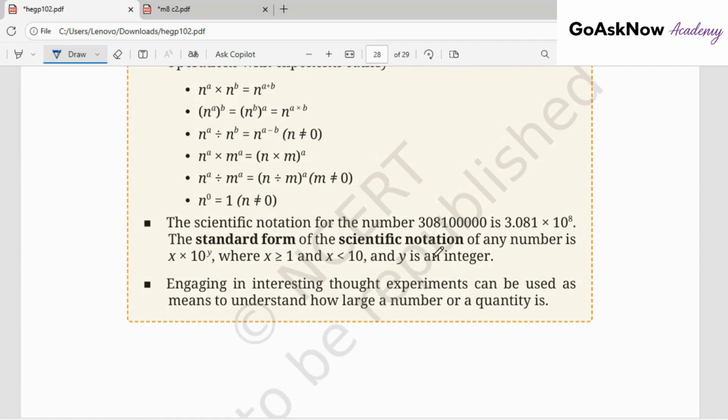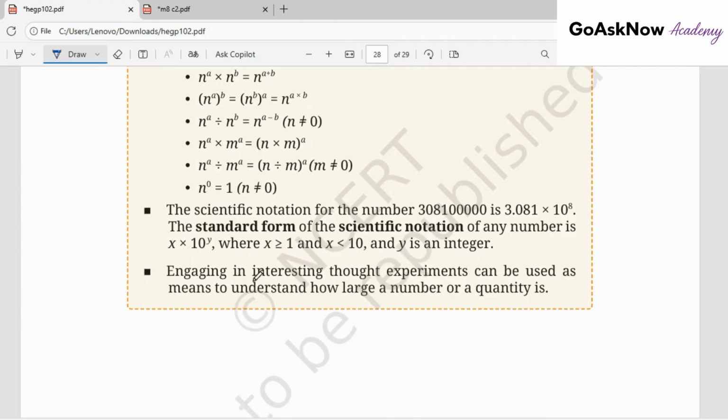The standard form of scientific notation of any number is x into 10 power y, where x is greater than or equal to 1 and less than 10, and y is an integer. An interesting thought experiment can be used as a means to understand how large a quantity is.